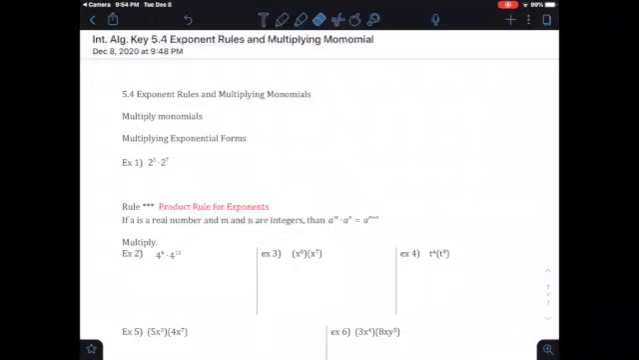Hi, today we are talking about exponent rules and multiplying monomials. A monomial is one term, so we are talking about one term times one term. In this case, the very first rule is in example number 1.